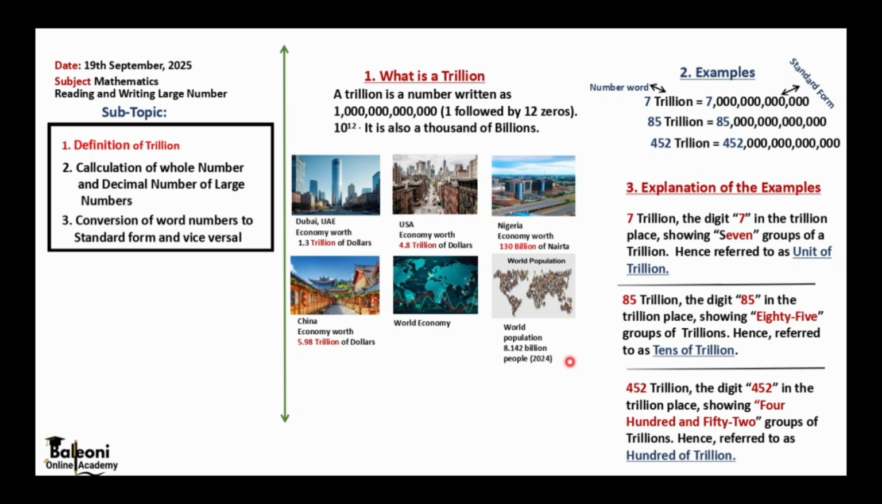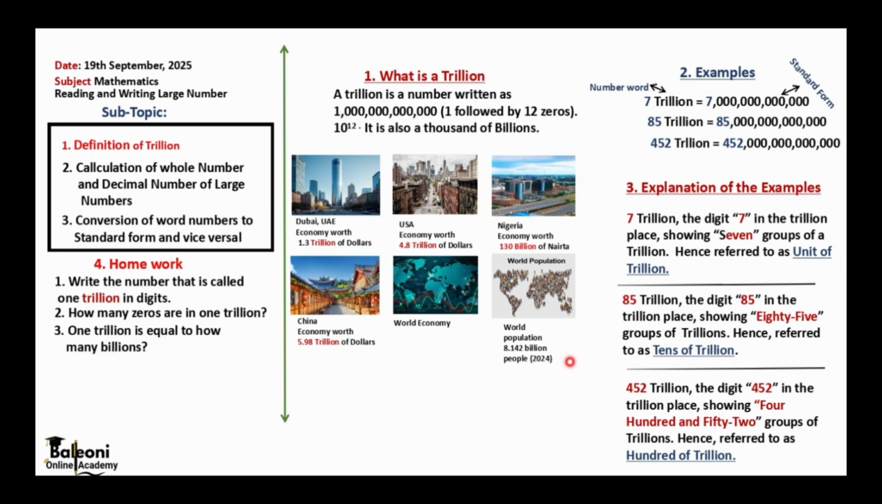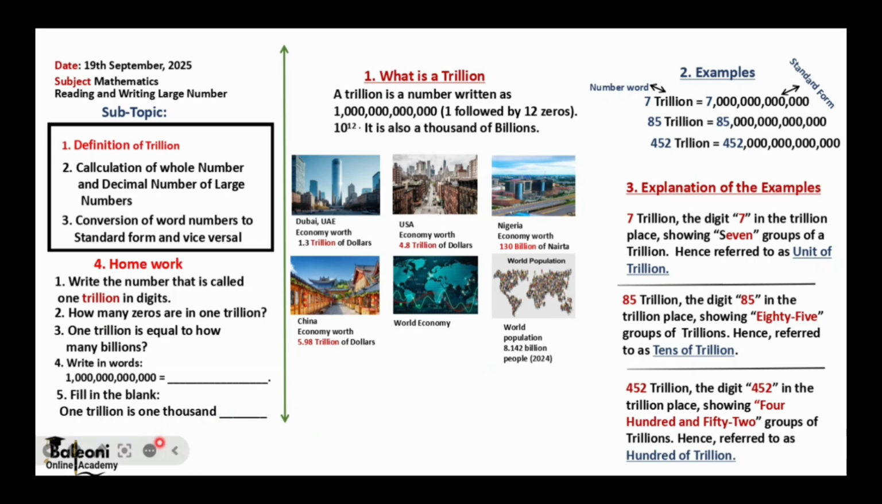Okay, for number 4 item, we have homework. In our homework, we have 5 questions. Number 1, write the number that is called 1 trillion in digits. Number 2, how many zeros are in 1 trillion? Number 3, 1 trillion is equal to how many billions? Number 4, write in words 1,000,000,000,000. And number 5, fill in the blank: 1 trillion is 1,000 dash.